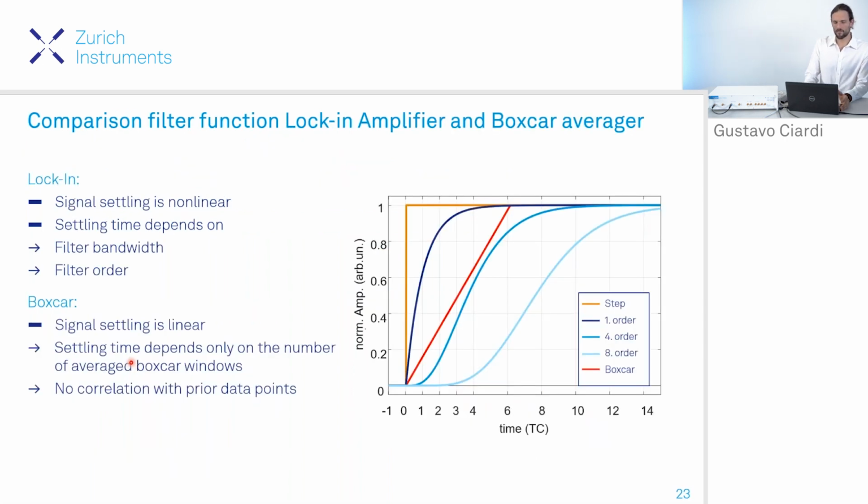Now, for the lock-in, as we've seen, the signal settling is nonlinear, it is exponential due to the characteristics of the low-pass filter, and it depends on both the filter bandwidth and the filter order. For the boxcar averager, instead, the settling only depends on the number of averaged boxcar windows. And since it's just a moving average filter, its settling is completely linear. This means that there is no correlation with prior data points.